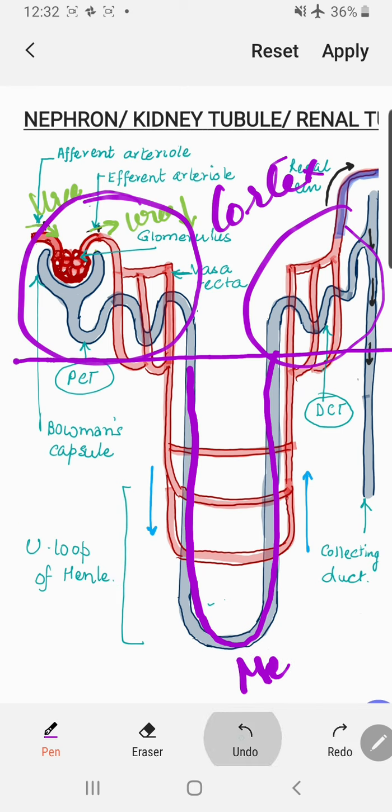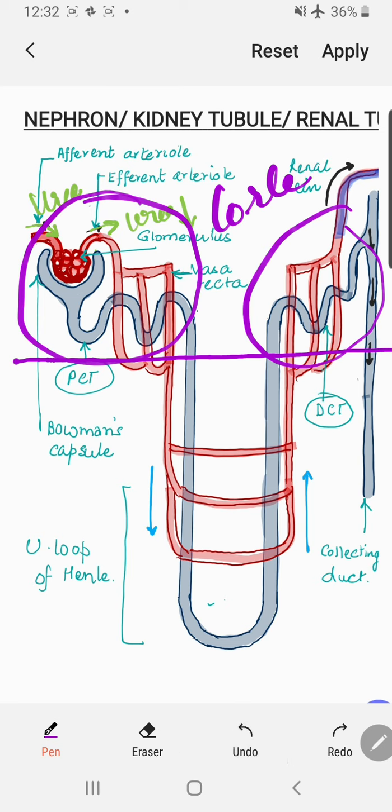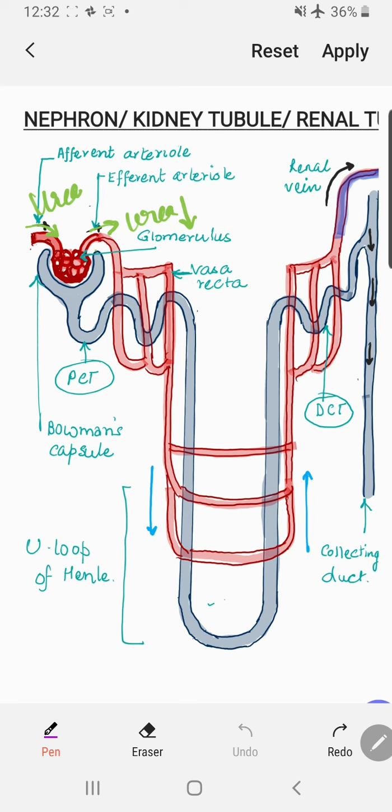And based on the same structure, in the next video, in the next class, we will be studying about the mechanism of urine formation. I hope this much is clear to you.